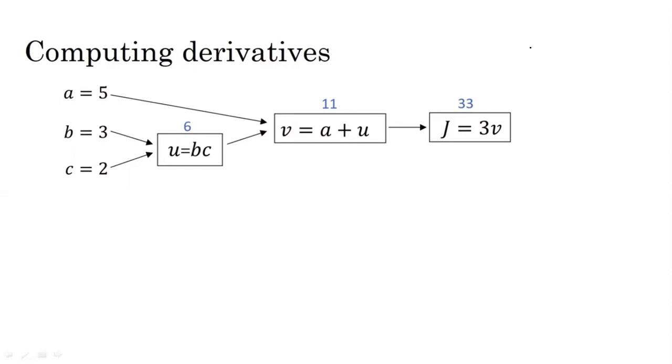And further, if we use the backward propagation step, then this backward propagation or the backward pass can be used to compute the derivative or the gradient of this cost function. Okay, so now let us look at this example. Here we have the values of a, b, c as 3, 5, and 2, the value of u as 6, the value of v as 11, and the value of J, that is the final output, as 33.